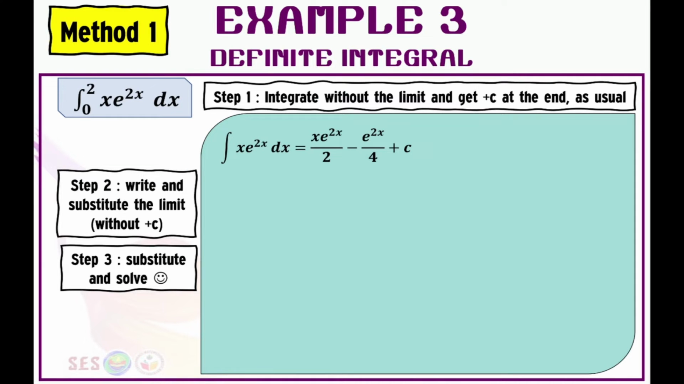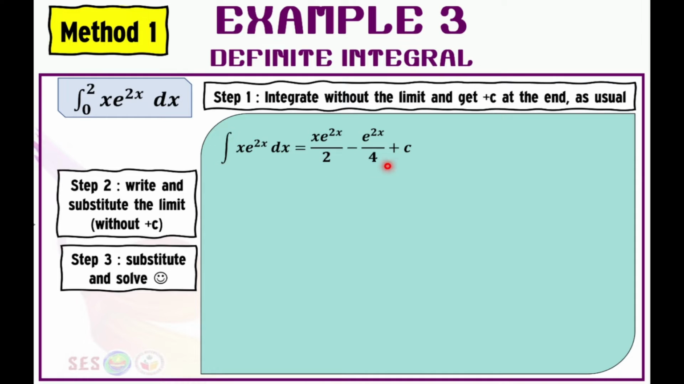Alright, so now we move to example 3, definite integral. Same question as example 2, but this time with limits. So the question asks for integration from 0 until 2 of x multiplied by e power 2x dx. Okay, so there are two methods. As you can see here, this is the first method. So the first method is integrate as usual without the limit and get plus c at the end. So we integrate as usual, okay? Just like we did in example 2.